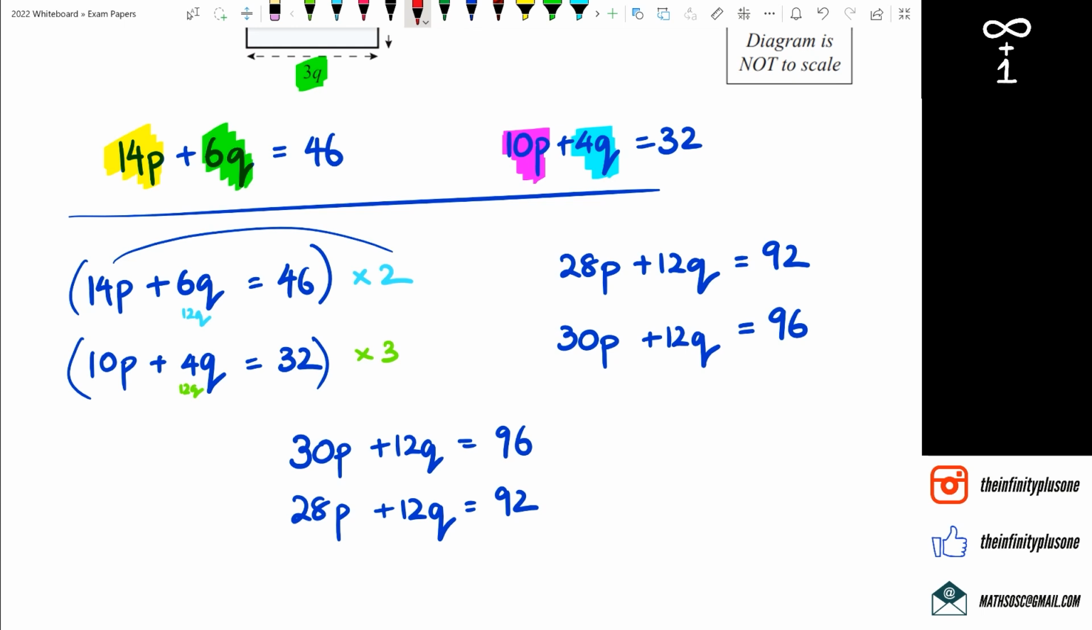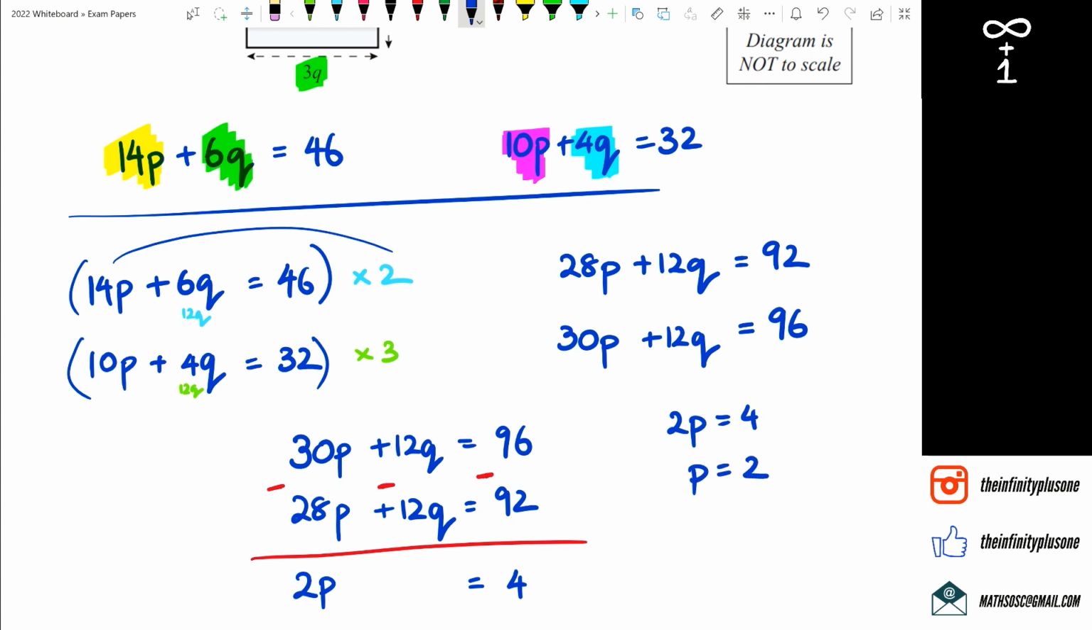So I've got 30p minus 28p, 12q minus 12q, 96 minus 92, which means I am going to end up with 30p minus 28p is 2p, 12q and 12q disappears, 96 take away 92 is 4. So I've got 2p equals 4, then I can say that p is equal to 2, because 4 divided by 2 is 2. I've got p, and now I need to work out what q is.